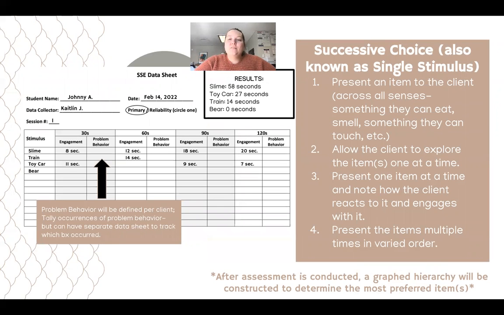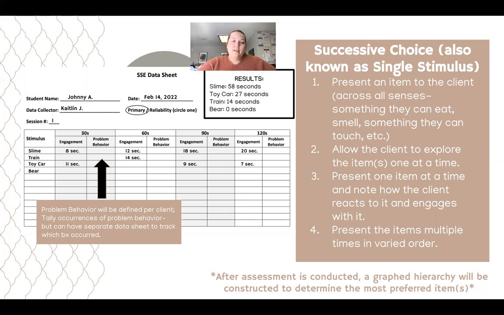Next, we have successive choice, which is also known as single stimulus. The first step for this would be presenting an item to the client across all senses. So something they can eat, something they can smell, something they can touch, giving them a wide variety of things that they may prefer.